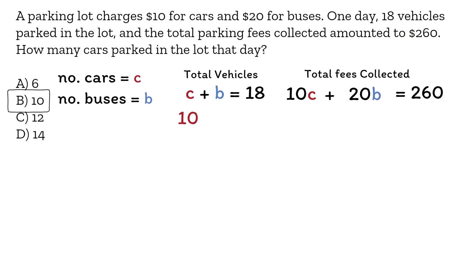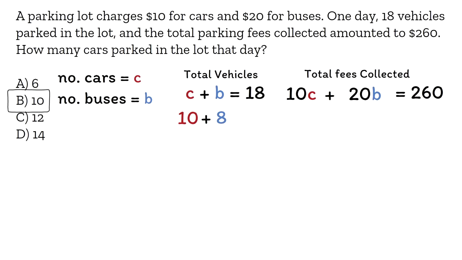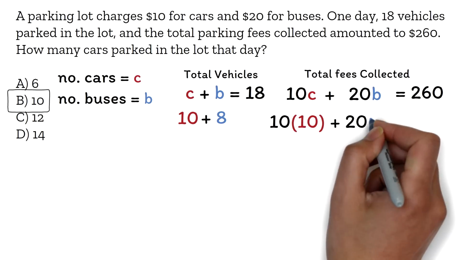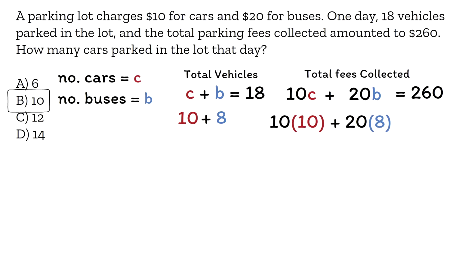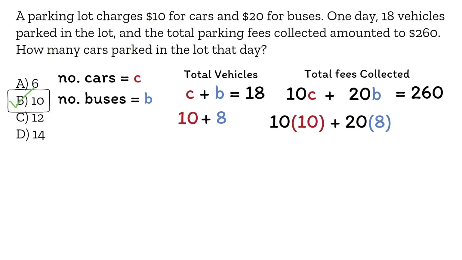We try option B. We have 10 cars. If we have 10 cars, then we will have 8 buses to get 18 vehicles. We put these values into the equation for the total fees collected. 10 times 10 cars plus 20 times 8 buses. We calculate this to get 260. This is the expected answer, so option B is the correct answer.